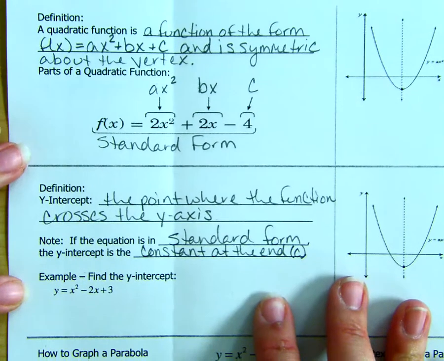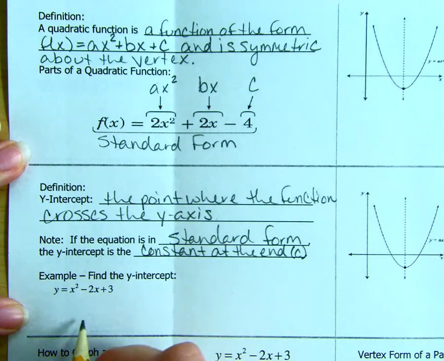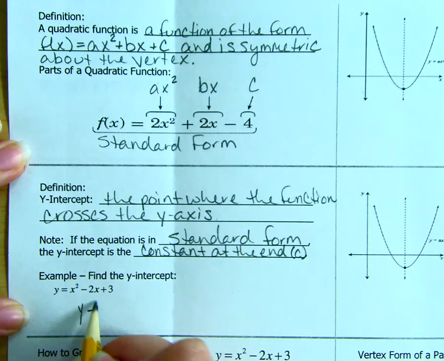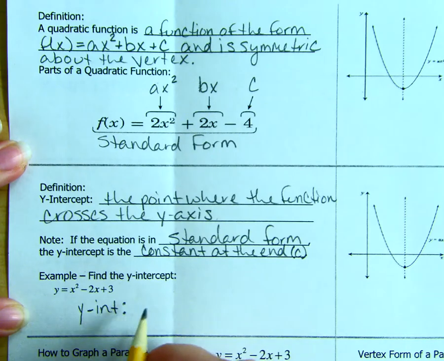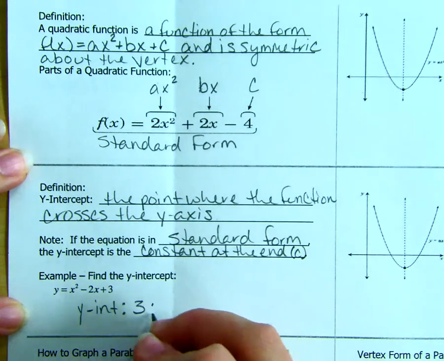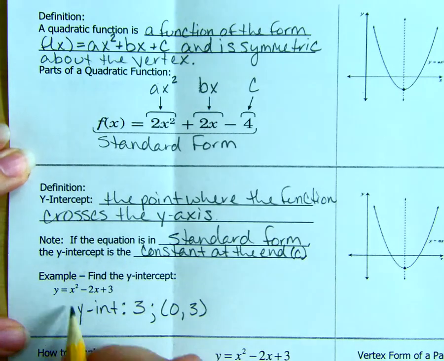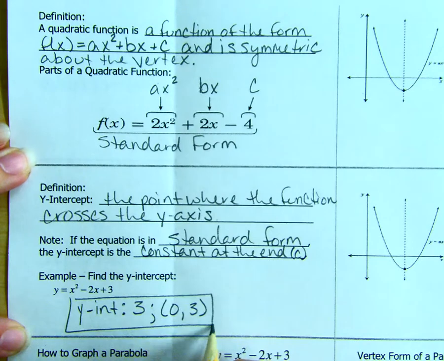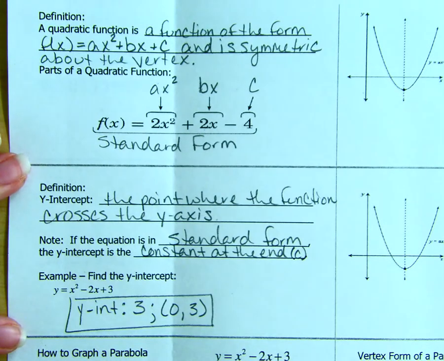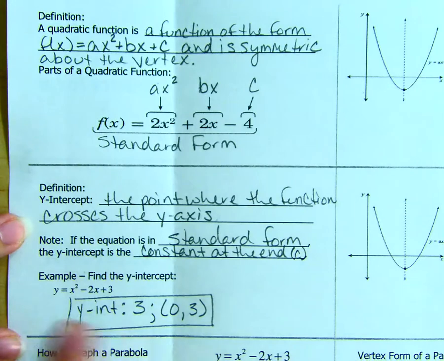And then it gives us an example and says, find the y-intercept. It's really super easy. The y-intercept is 3, otherwise known as the ordered pair 0, 3. It's quite literally just the number at the end. Can't mess that one up. Yes, sir. It is that easy when it's in standard form.